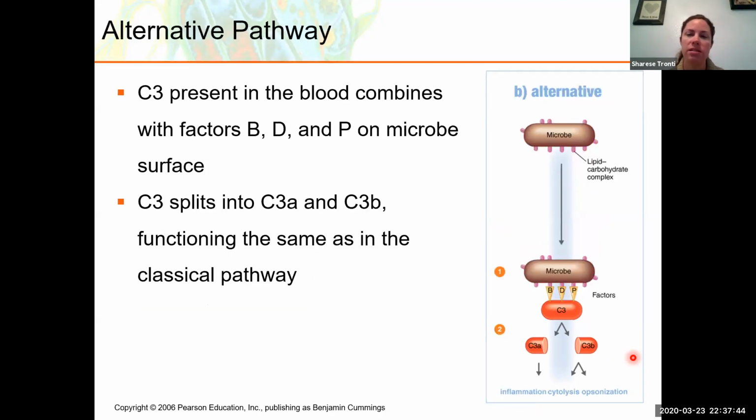The next pathway is the alternative pathway. And in this pathway, on the microbe, are factors B, D, and P. Those 3 will bind with C3 directly, and that will cause C3 to split into C3A and C3B. Remember C3A and C3B from the slide before, where we said that it would be the same at this point. So C3A and C3B will now have their effects.